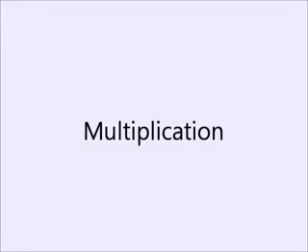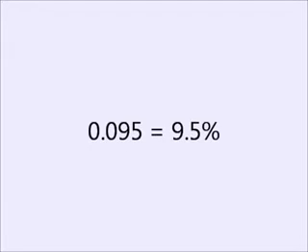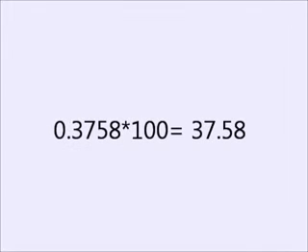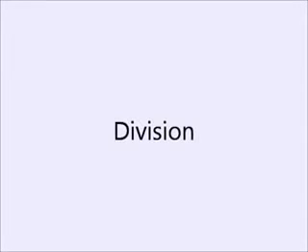Multiplication. You're going to need to be able to multiply a number that is in decimal form and turn it into an appropriate percentage, like turning 0.095 into 9.5% or 0.3758 into 37.58%, which is done by multiplying the number by 100 to move the decimal 2 places to the right on each of these numbers.